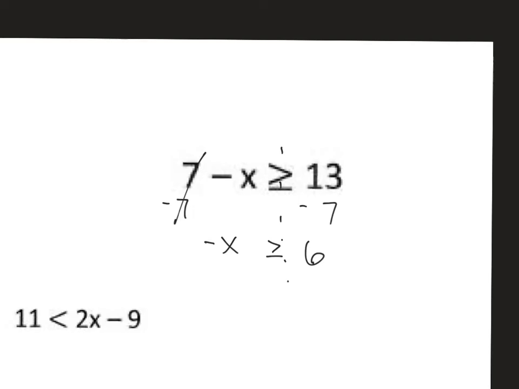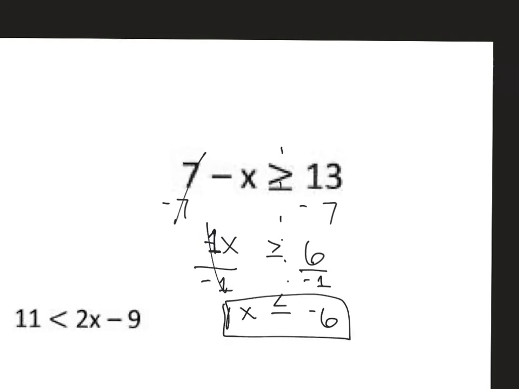Now, this is not our final answer because we still have this negative that we don't want. Remember, when you see just a negative, no coefficient in front of a variable, then you add a 1. It's an invisible 1. So we're going to divide both sides by negative 1. When we divide by a negative, we flip the sign. X is less than or equal to negative 6. Remember, flip the sign, flip the sign.